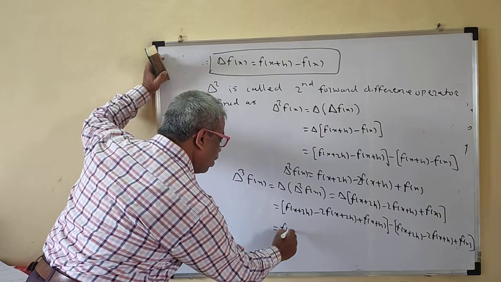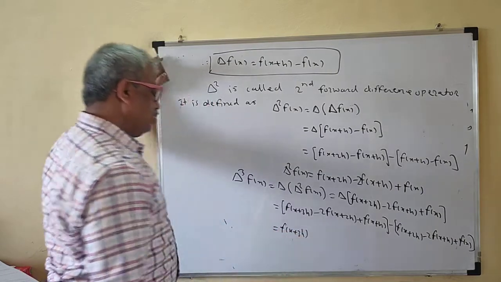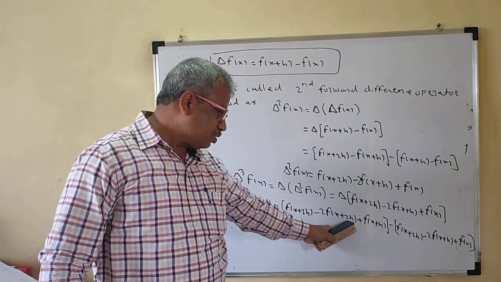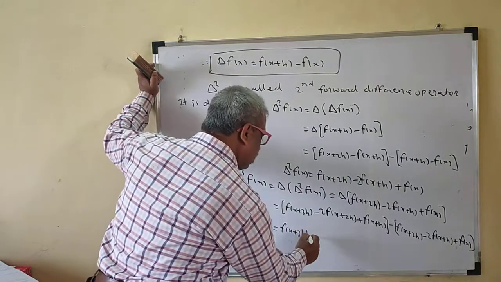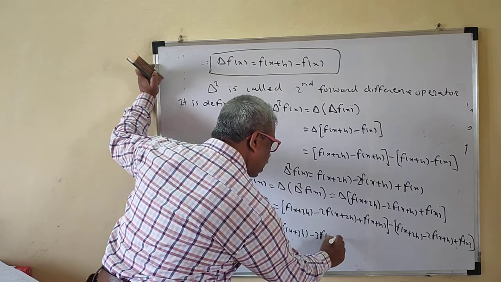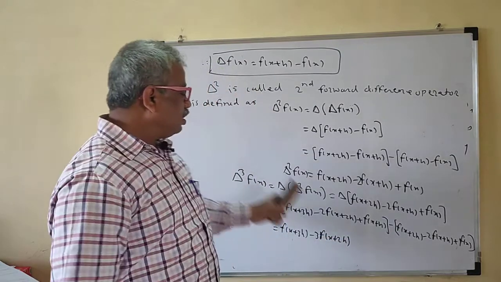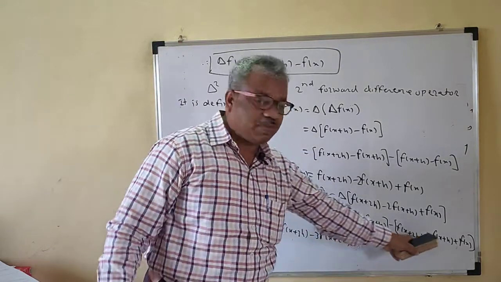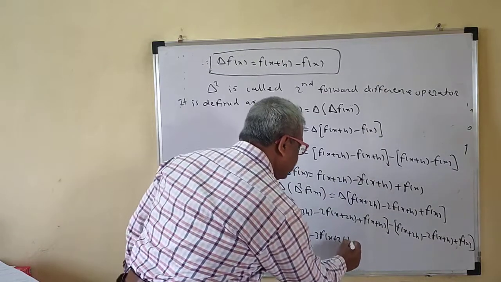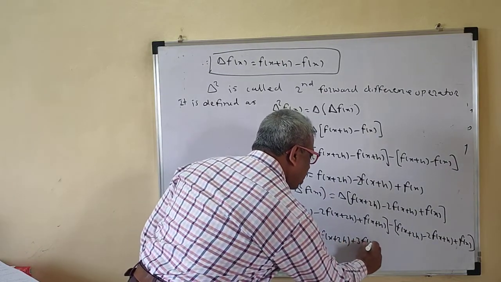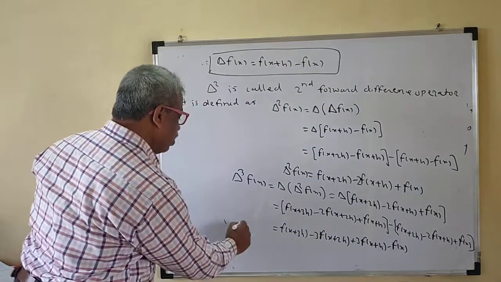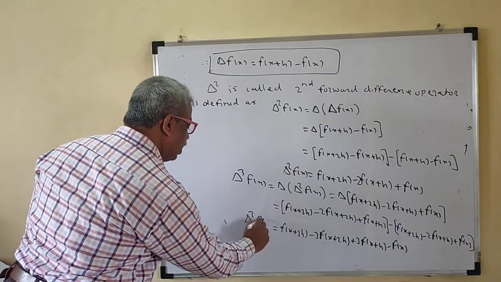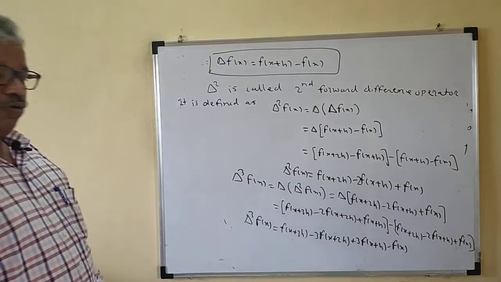What do we get? f(x+3h). Now this is minus 2f(x+2h), and this is minus f(x+2h), which will be minus 3f(x+2h). Now this is f(x+h), and minus, minus becomes plus, so this is 3f(x+h) minus f(x). So this is delta cube f(x).